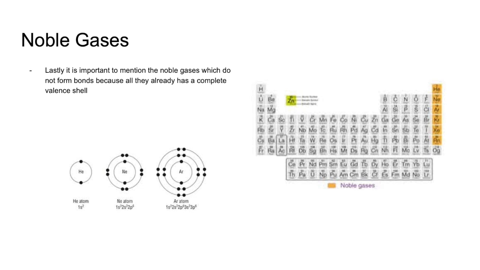Lastly, it's important to mention the noble gases, which do not form bonds because they already have a complete valence shell. They also are most of the time found as gases.